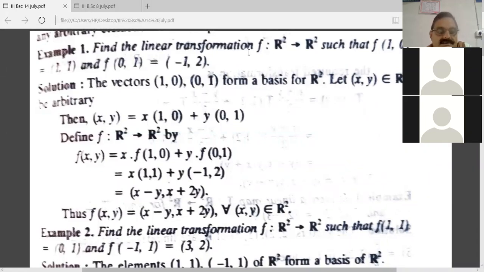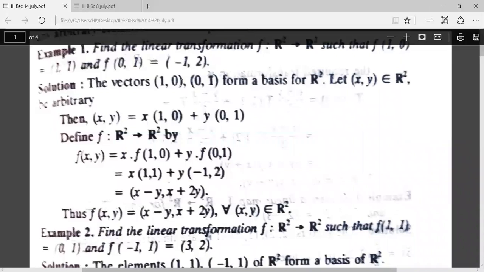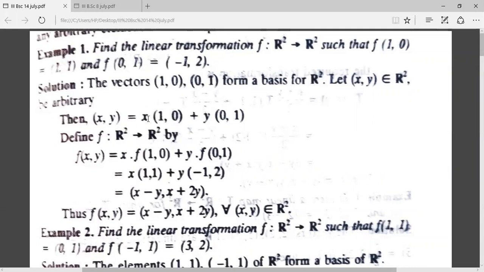Take any arbitrary vector belonging to the domain. Let x comma y belongs to R2. Then x comma y can be written as x into 1 0 plus y into 0 1. This is because once you simplify the right hand side here, you can write that as x into 1, x into 0 and y into 0, y into 1. Therefore, it is x comma y.